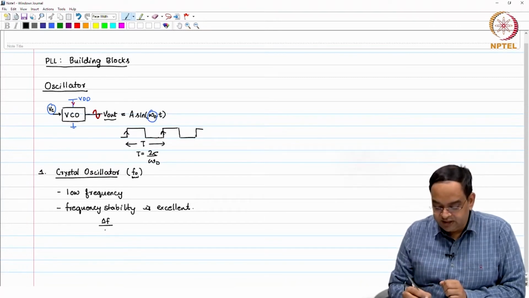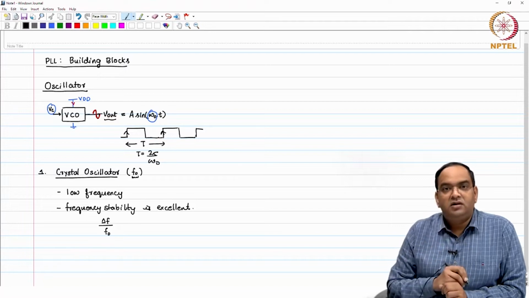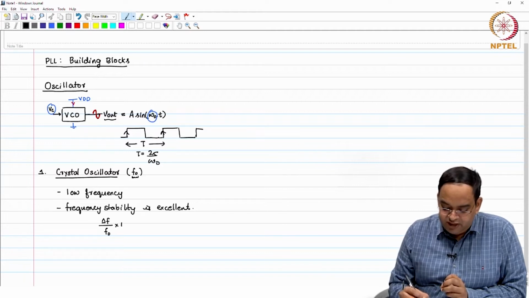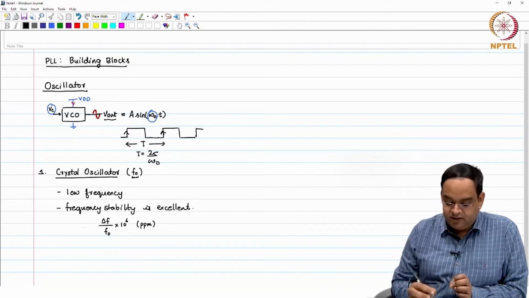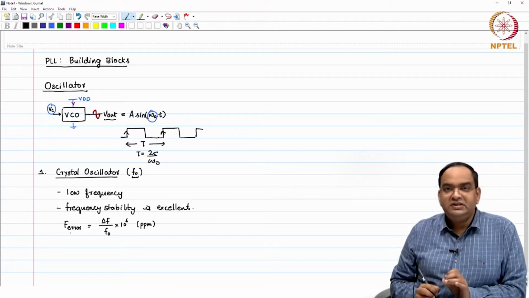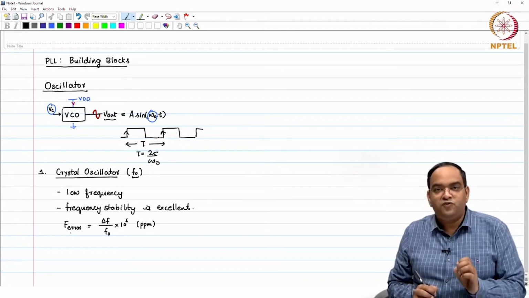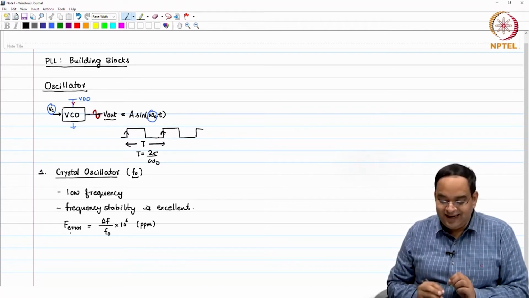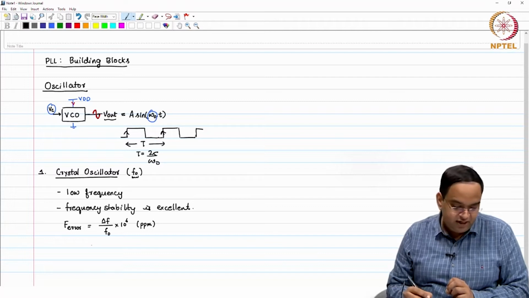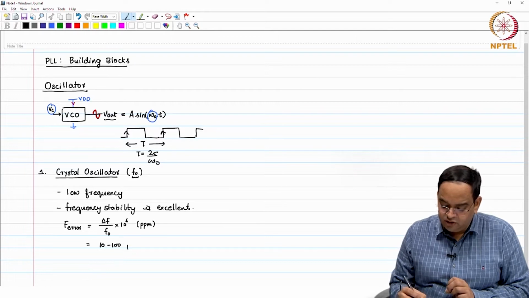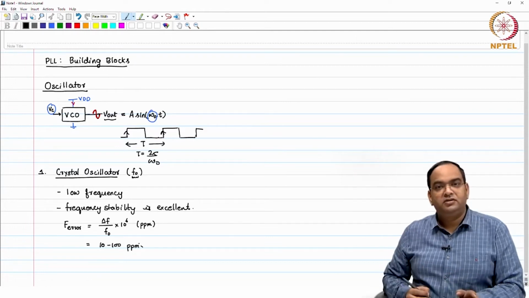The variation in the output frequency divided by the nominal frequency, or you can say the average frequency, multiplied by 10 to the power 6, is measured as parts per million. This is the frequency error. The frequency error in a crystal oscillator is very low, and that is why we say the frequency stability is excellent. This is typically in the range of 10 to 100 ppm, depending on what kind of crystal you are choosing.